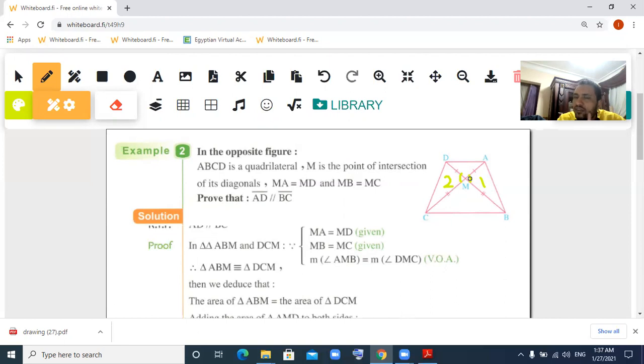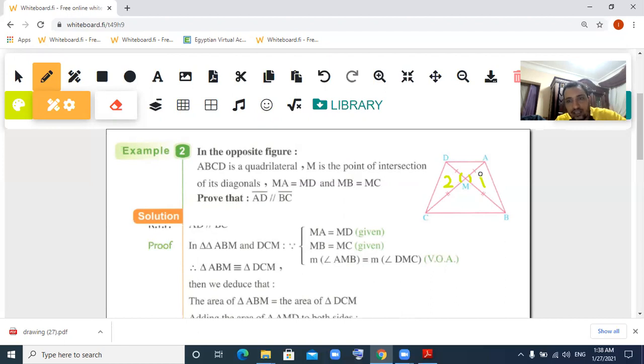So I have this case from grade 7, SAS: two sides and the angle included between them in the first triangle are congruent to their corresponding parts in the second triangle. So I'm sure now that triangle number 1 is congruent to triangle number 2. Now the question is, why do we try to prove that the two triangles are congruent? Because two congruent triangles have the same area.